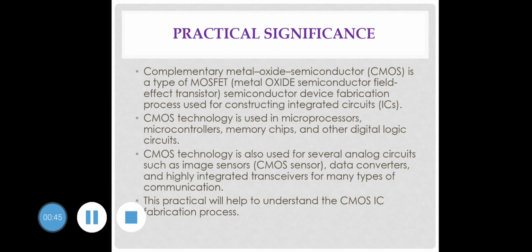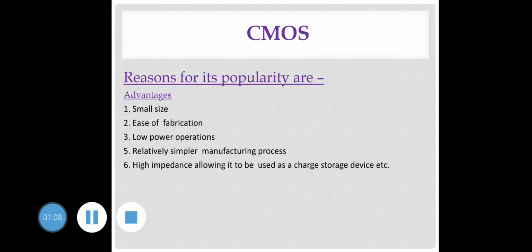CMOS technology is used in microprocessors, microcontrollers, memory chips and other digital logic circuits, as well as in analog circuits such as image sensors, data converters and many types of communication circuits. This practical will help you to understand the CMOS IC fabrication process. There are various reasons for the popularity of the CMOS. The advantages of the CMOS are small size, ease of fabrication, low power consumption, relatively simple manufacturing process and high impedance.